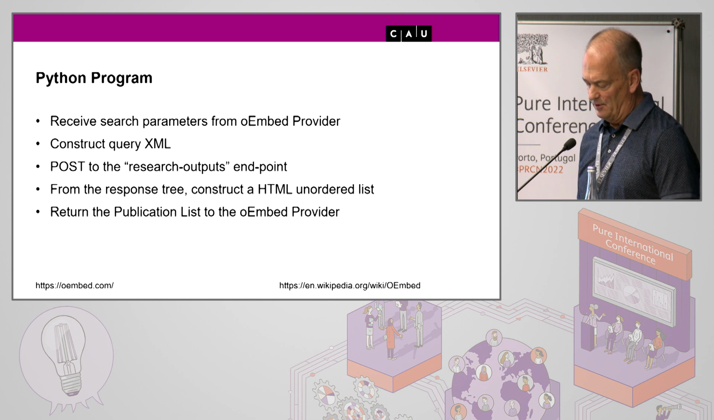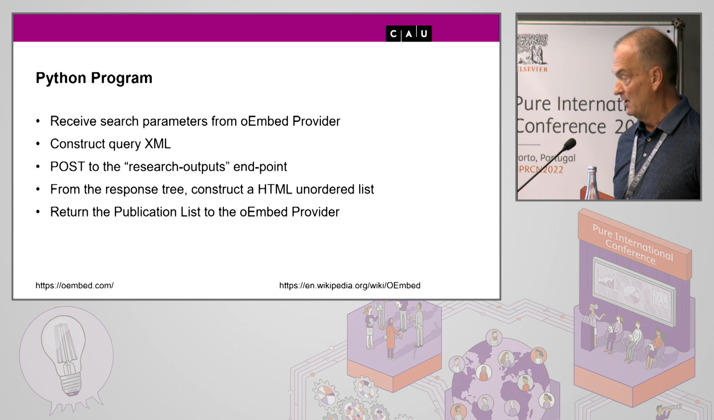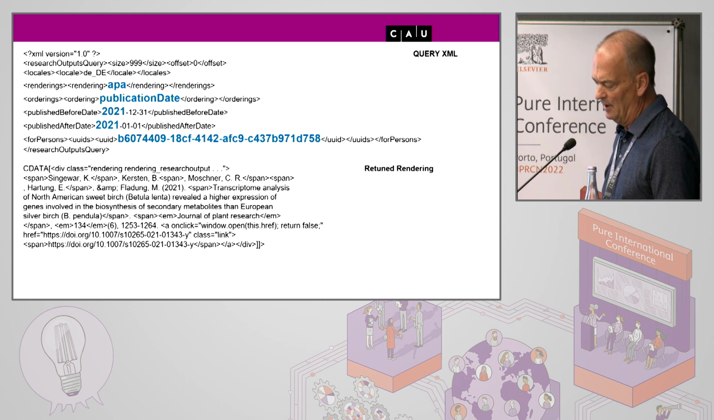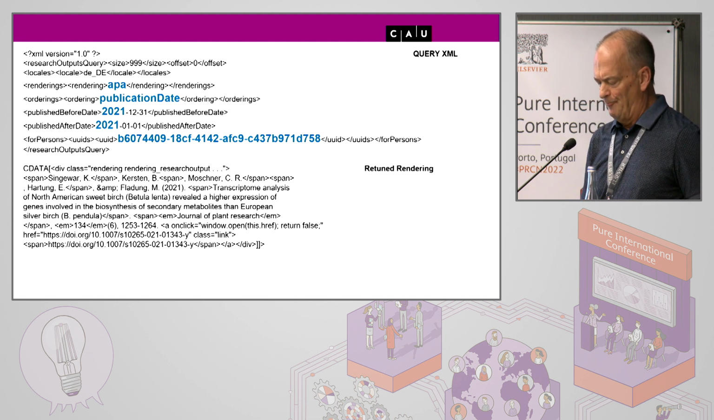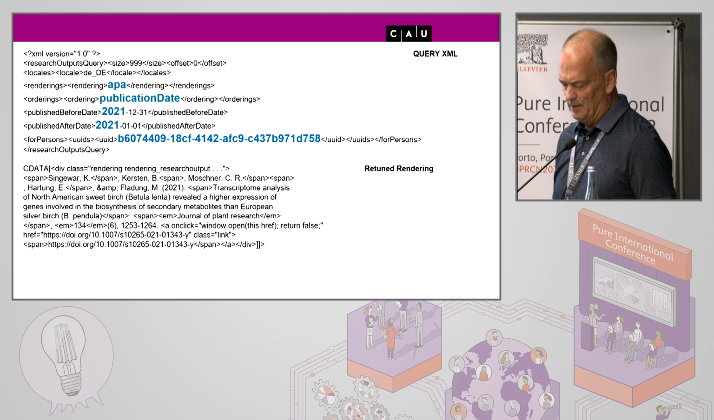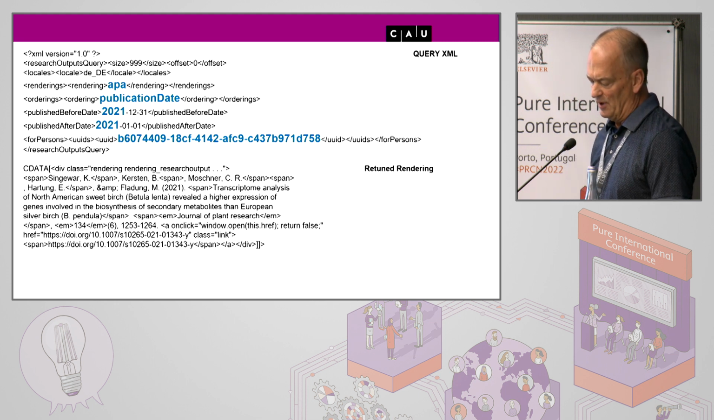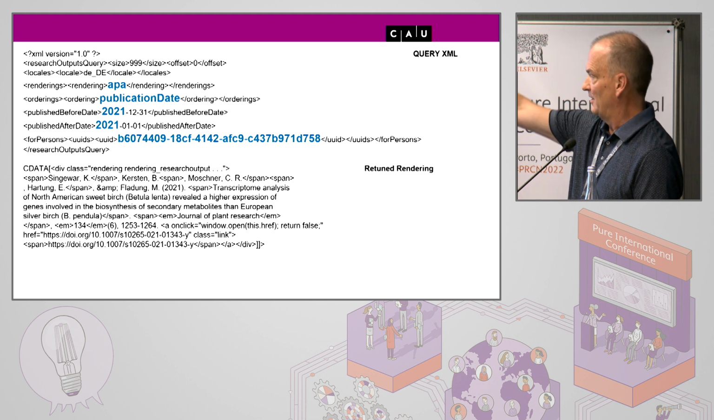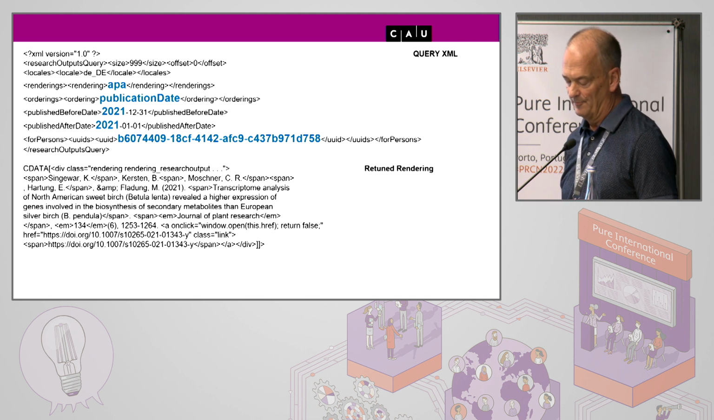Let's take a closer look at what we're talking about with posting and receiving. At the top here, the query XML with the parameters received in the Owenbed link, inserted in blue. This request is posted to Pure. You can more or less see that here in the blue. Those are the parameters that were selected by the researcher.